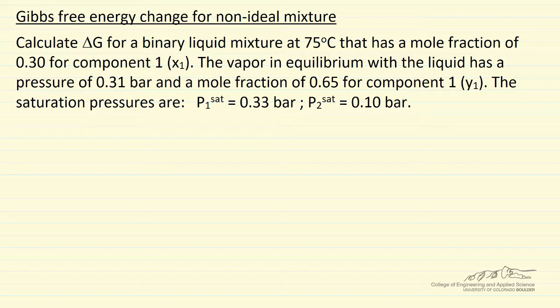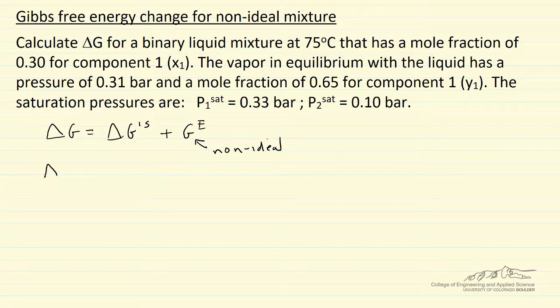If we want to calculate the change in Gibbs free energy, delta G has two parts: delta G if it were an ideal solution, and then the excess Gibbs free energy, which we could write as delta G excess, or normal G excess. This is due to the fact that it's non-ideal. This is what accounts for that.